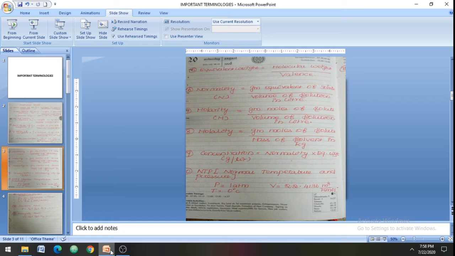Concentration of a solution containing a solid or liquid solute can be expressed in terms of normality, molarity and molality. First one, normality.